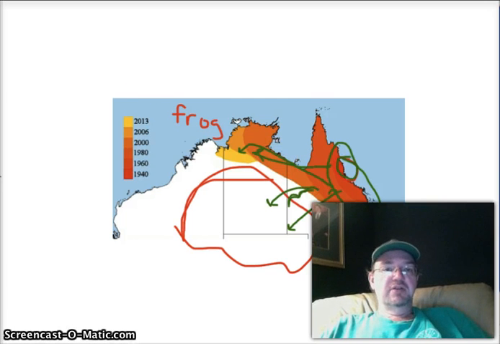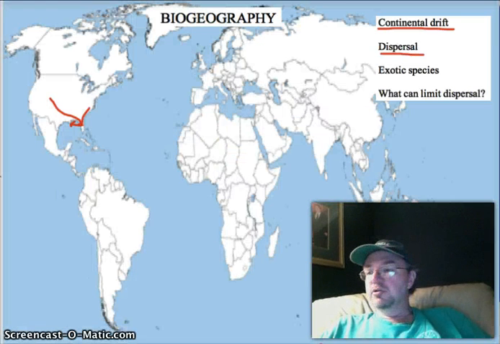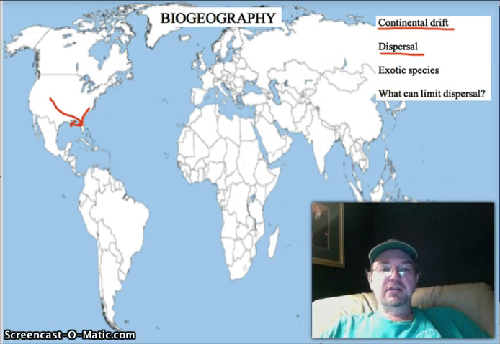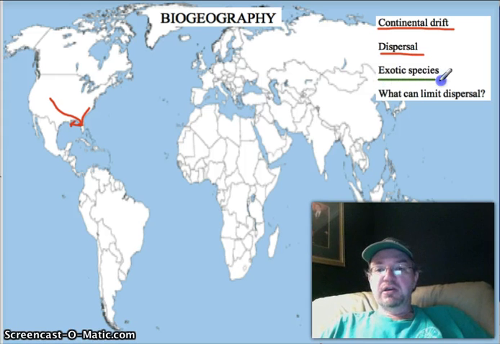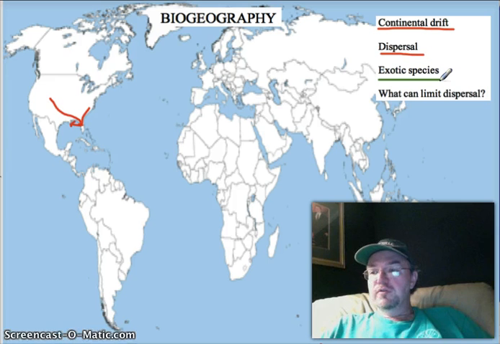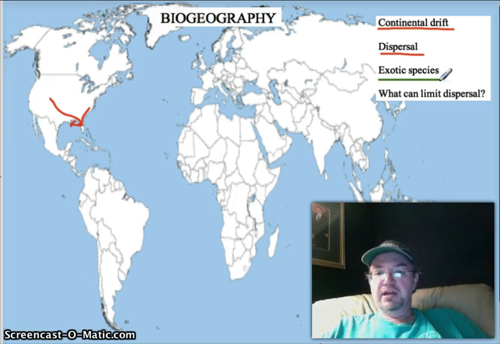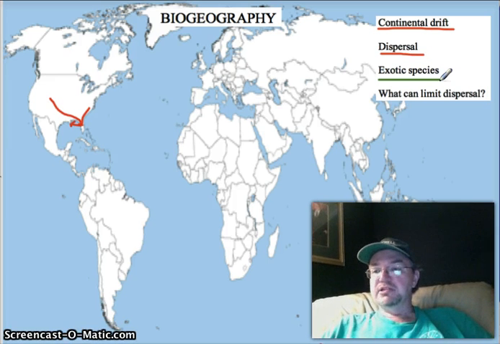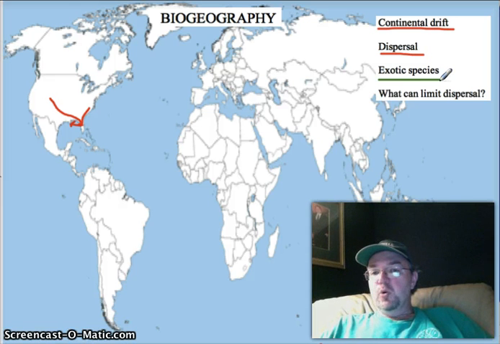We'll go back to this other page here. And there's a term for an animal or a plant which has been moved. It is exotic species. We'll go with green. An exotic species is an organism that is carried or moved from one place to another. By definition, that would be an exotic species. What can limit the dispersal? We've already kind of mentioned that climate is going to be one of them.